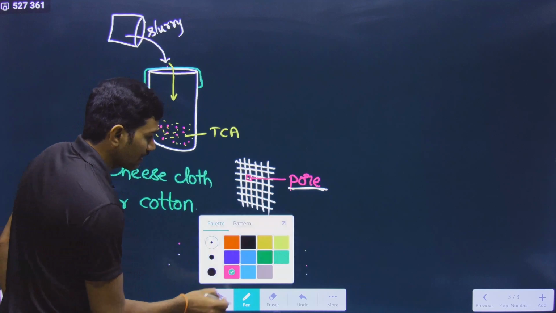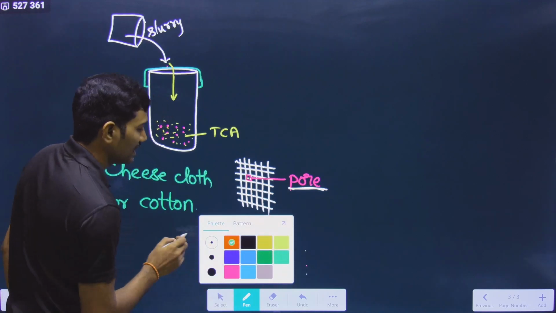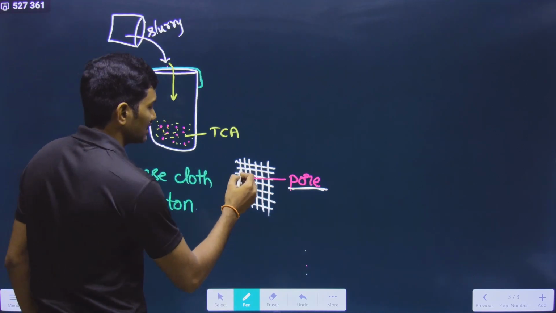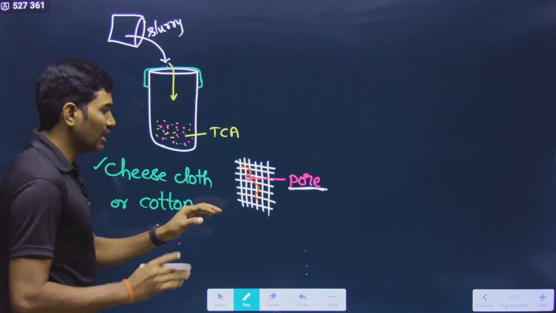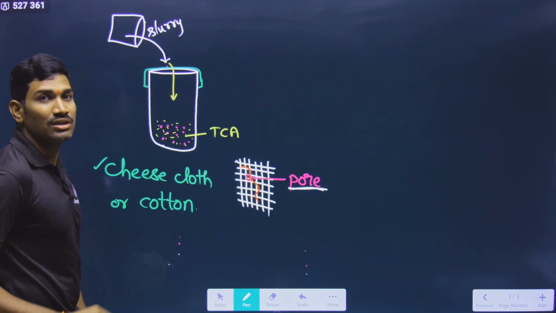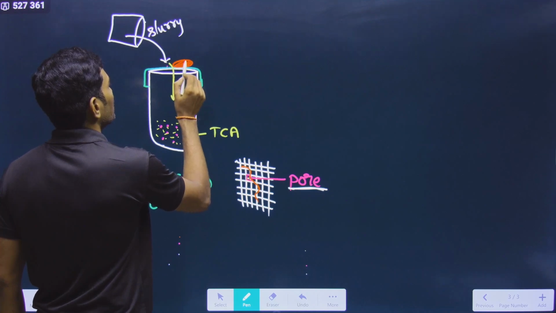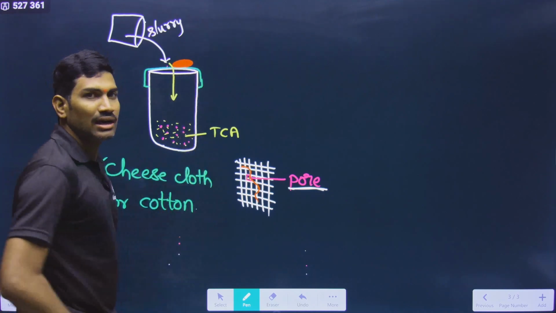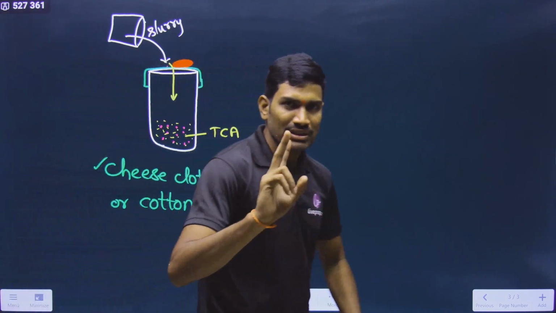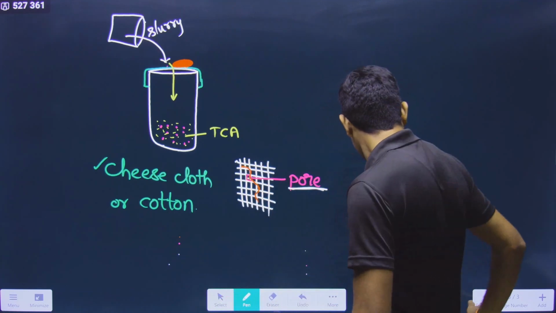And there are some compounds that are large in size. Large molecules cannot pass through this. So those which cannot pass through are present above this particular cheesecloth. Understood or not? So once again I am repeating, observe carefully.